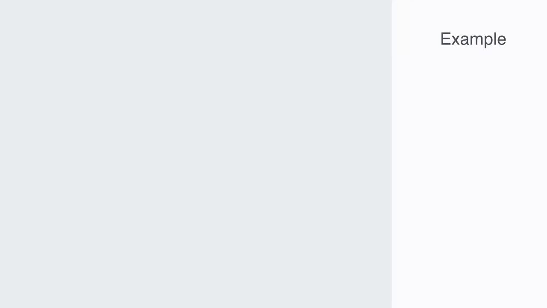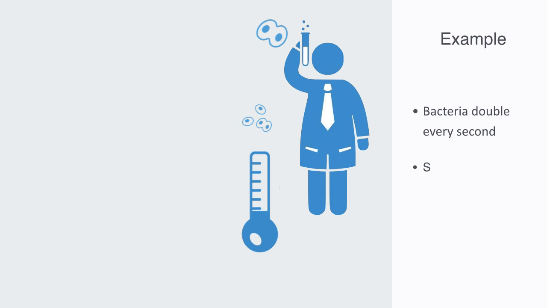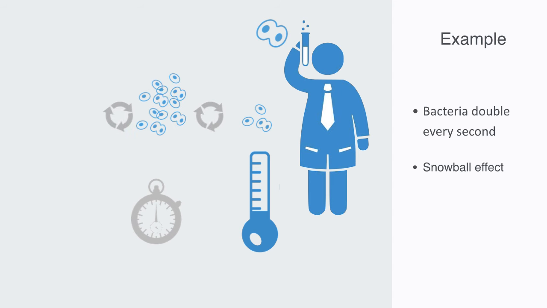Say I want to create a test tube of bacteria. Knowing that the bacteria will double every second, I start out in the morning with only 2 bacteria, hoping to have my tube full by noon. As we know, the bacteria will grow exponentially, as the population at any time will feed in to affect the population at the next second, like a snowball rolling down a hill.